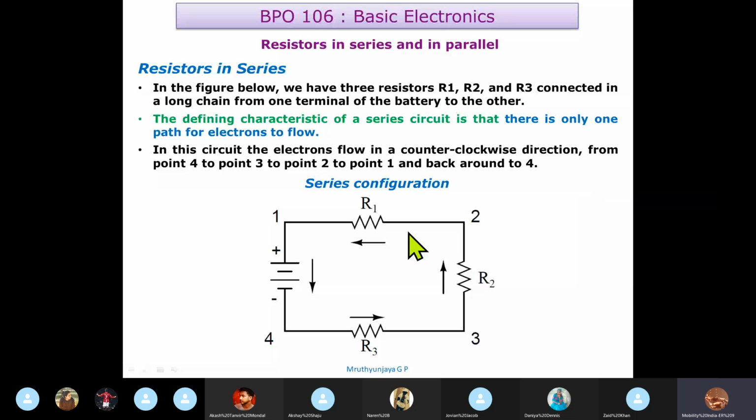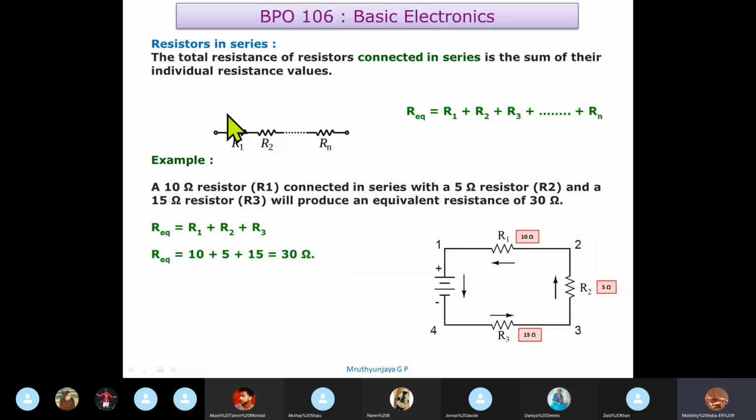How do we represent this in a circuit? Typically, in the circuit representation, it will be like this. The same thing, we have removed these 2 ends and put them in a single line. That's all.